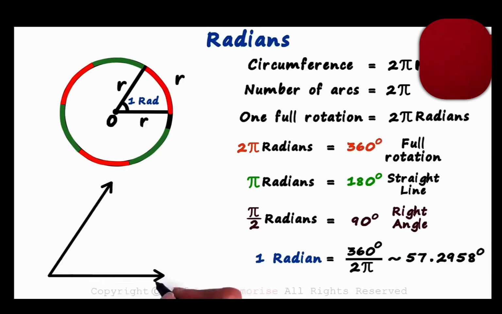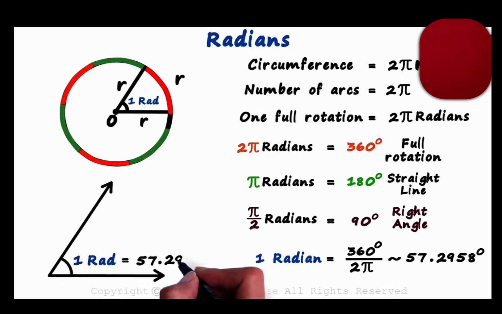If we have an angle like this, which measures 1 radian, it will equal 57.2958 degrees.